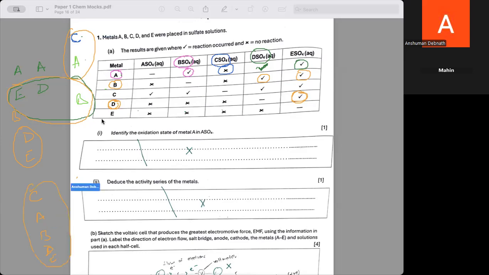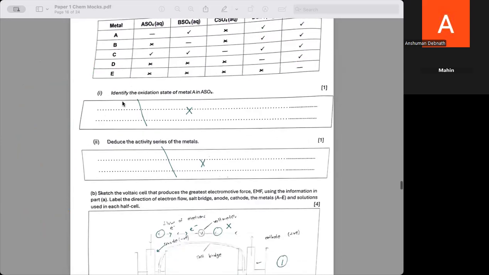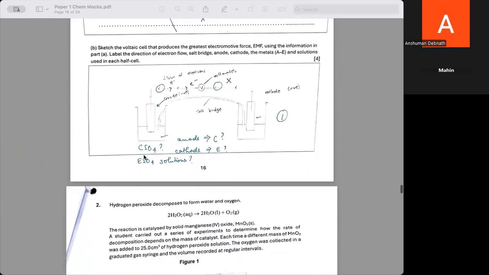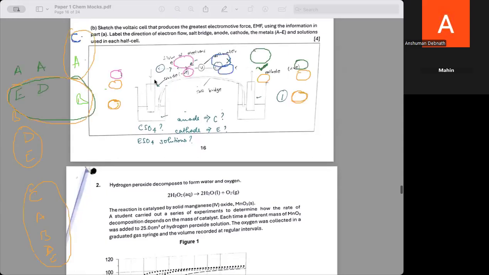And we have to go to the redox part. Don't worry, the redox part we did long back, right? Go to the next question. Then reduce the activity series. We have already got it, right? And then, what's the reactivity series? Please tell me: C, A, B, D, E.